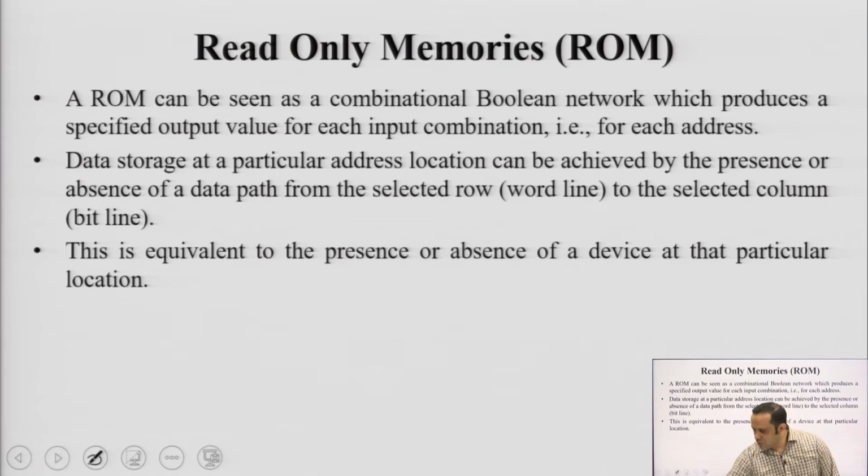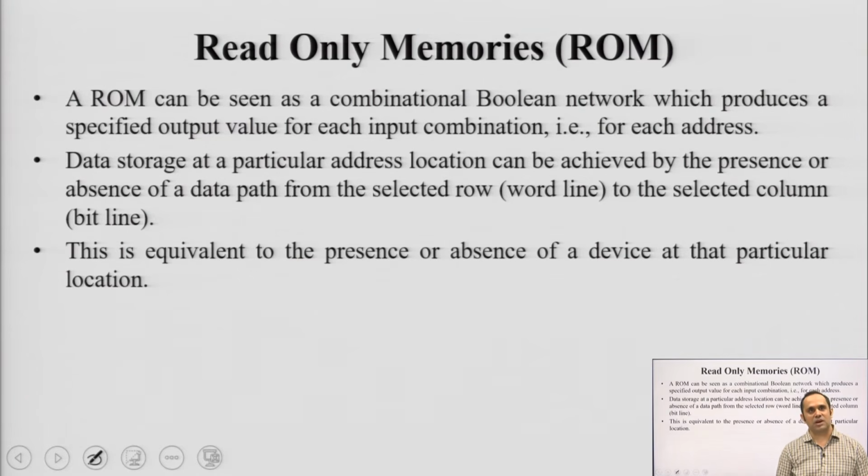So, now let us discuss what is read only memory or ROM, a common example of non volatile memory. How does it work, how can it be implemented. Usually writing is a one time exercise, and most of the design is generally based on how you read from a ROM. In that sense, you can consider a ROM as a simple combinational Boolean network, which produces a specified output value for each input combination. So, you give a particular address as input, that address specifies a particular location, and from that location you take the data out.